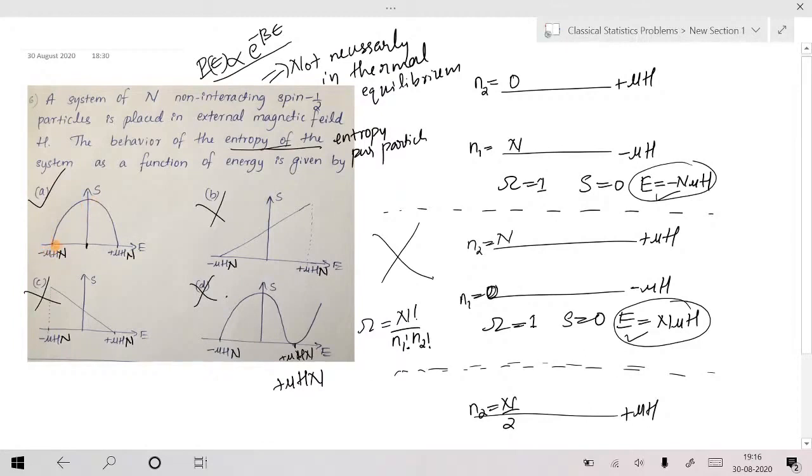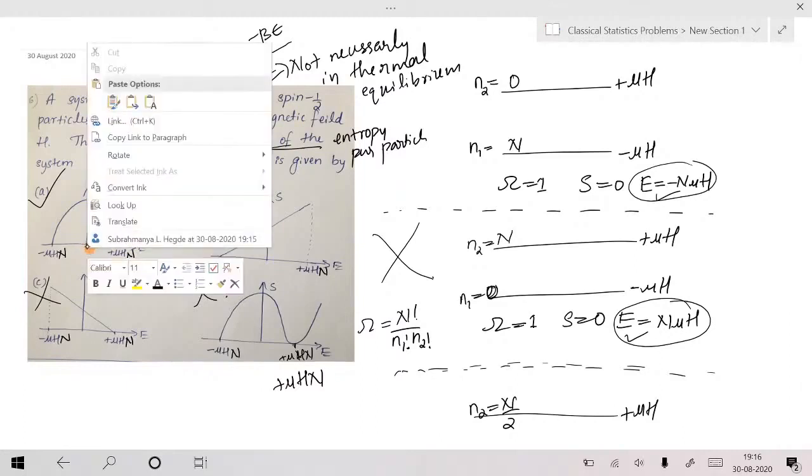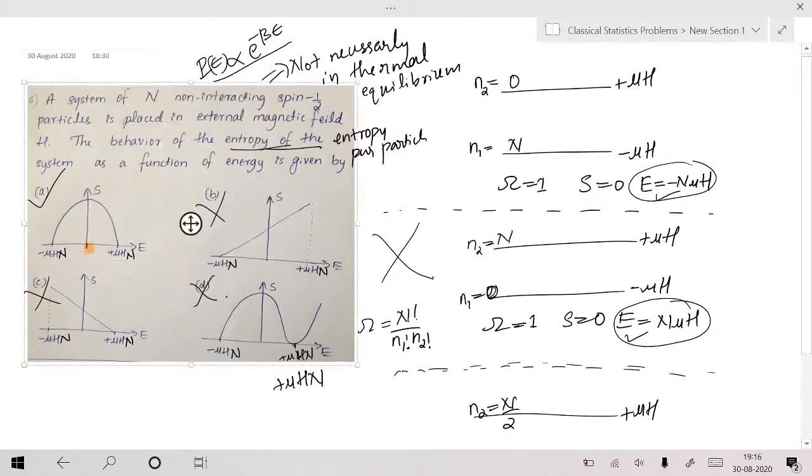When all particles are in only one level, when all particles are spin up or spin down, your entropy is 0, isn't it? When half of the particles are spin up and half are spin down, your entropy is maximum because it's a kind of more randomness you can think of. And in that case, your total energy should be 0, isn't it? Because spin up particles will give some positive energy, spin down particles will give negative energy, so they cancel out. So in that manner also you can quickly select this option.